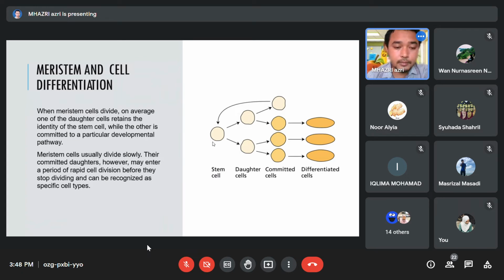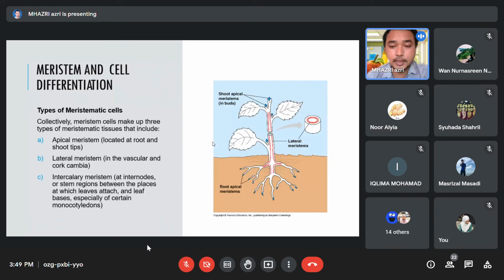However, they may enter a period of rapid cell divisions before they stop dividing and can be recognized as specific cell types. So there are a few types of meristematic cells. So why can plants grow continuously? Why? Because there are meristematic cells.